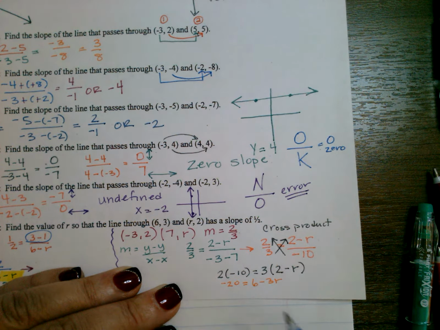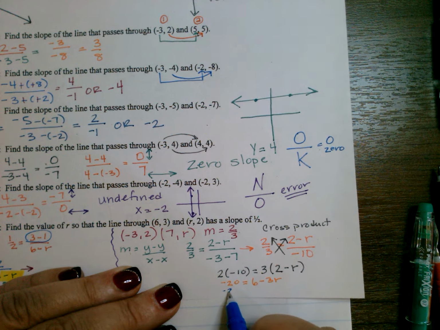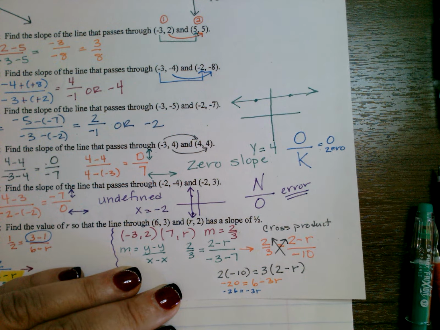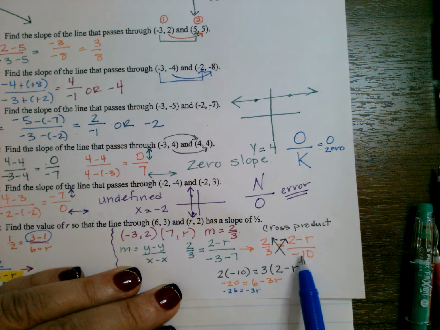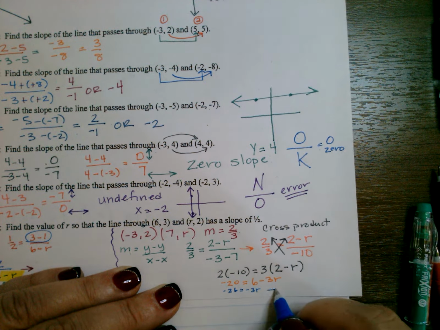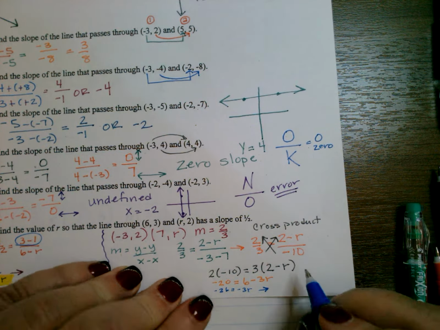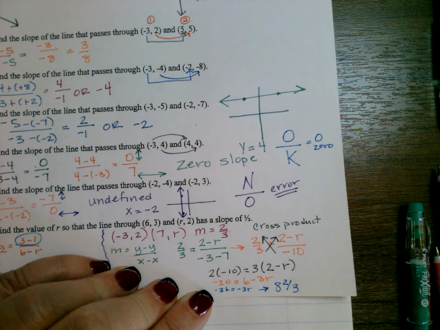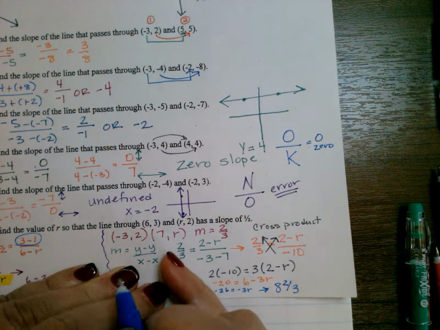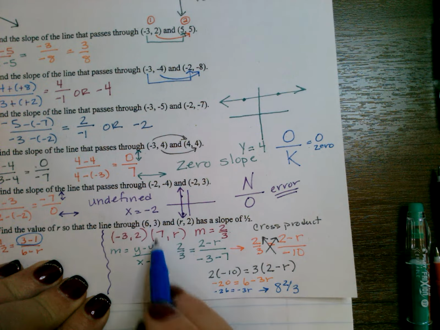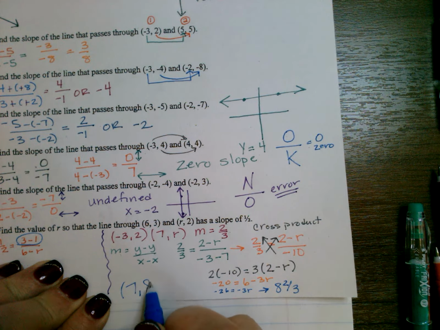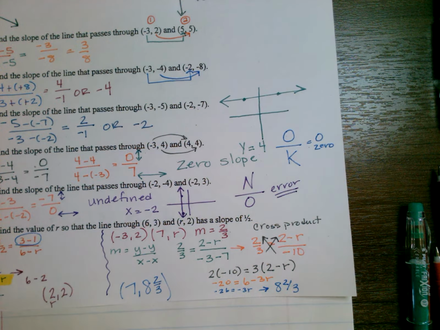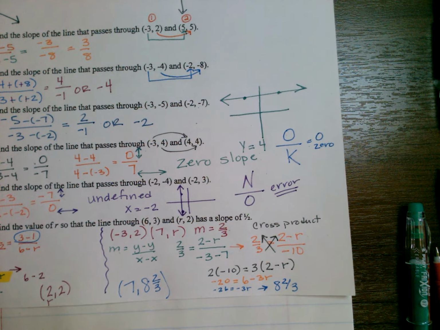We have a two-step equation at this point, and I regretfully don't have too much room. And of course, I knew I wasn't going to get a beautiful number because I couldn't turn a 3 into a -10. I end up with 8 and 2/3. So my ordered pair right here would be the point 7, 8 and 2/3.